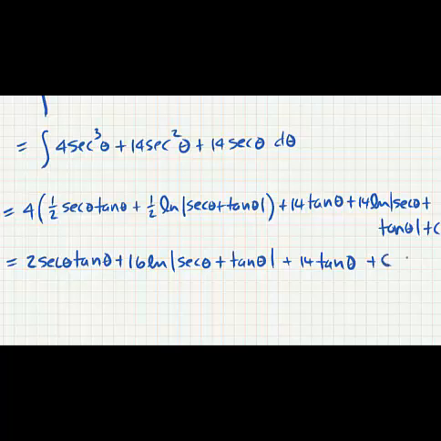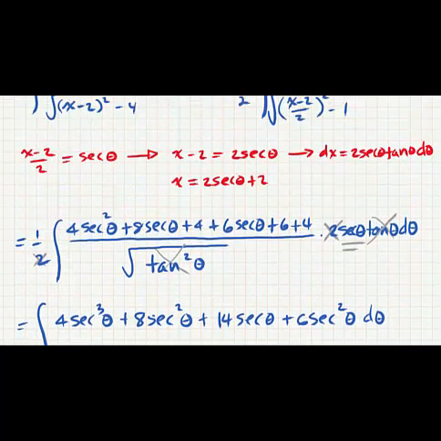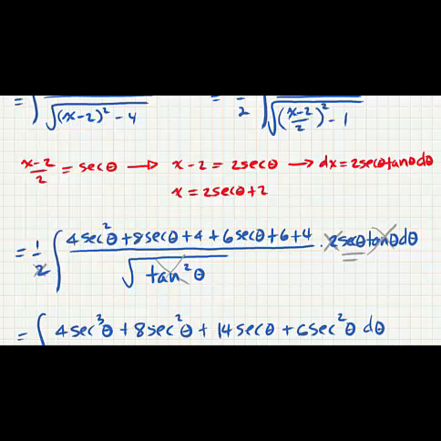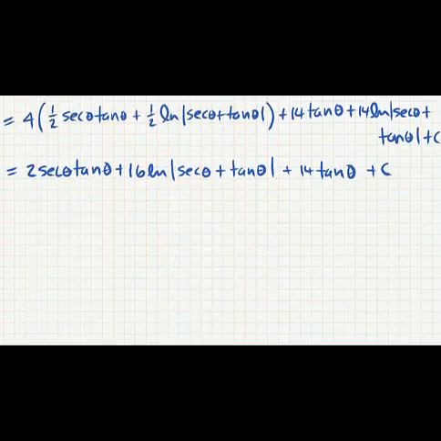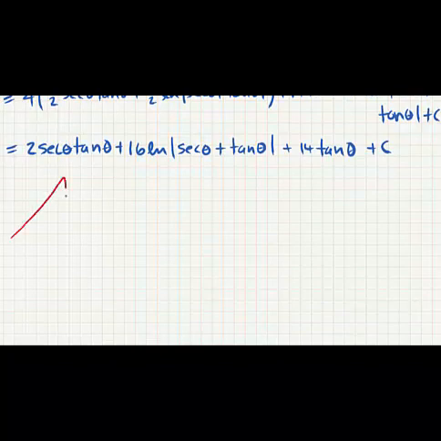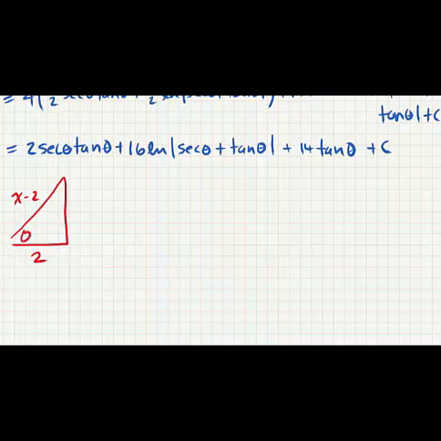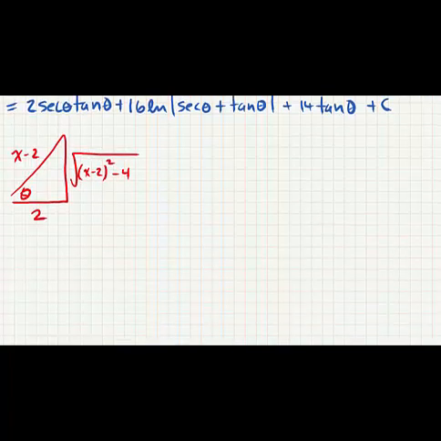All right, now we're ready for our triangle. Let's go back up to our let statement for a minute and figure out what our triangle should be. So we have that secant of theta is x minus 2 over 2. That triangle will show the relationship between theta and x. That makes this side the square root of x minus 2 squared minus 4.